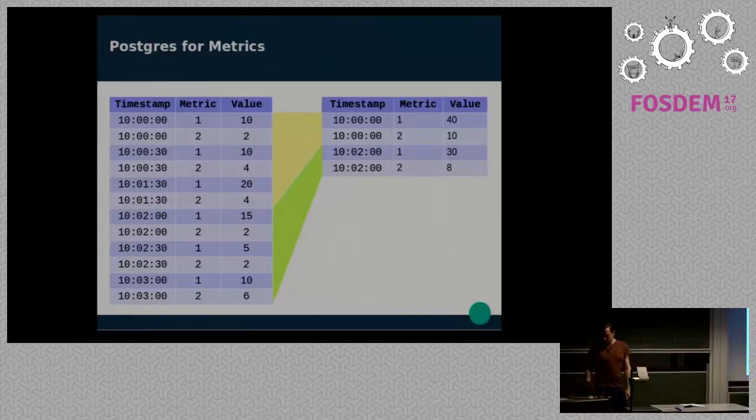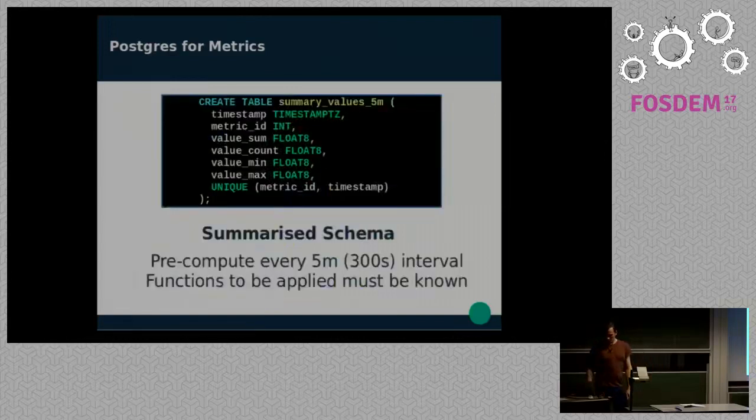And so I call this the summarized schema. It's conceptually similar to RRD and tools like that. And again, a lot of the internals of these other databases are doing this as well. They're building up coarser roll-ups to query instead. So we can do that in Postgres.